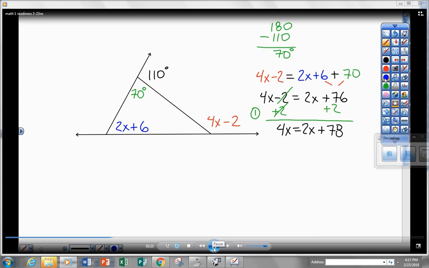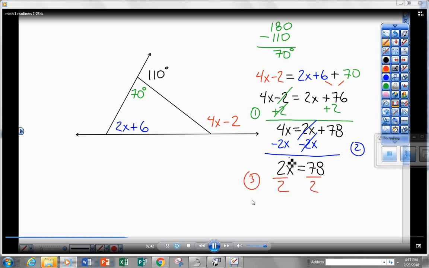Now the second crucial step, stay on the right side and get rid of the x term by doing the opposite, minus 2x on both sides. Those cancel away. 4x minus 2x is 2x. Bring down your equal, bring down your 78. And now back to the left, I'm going to divide both sides by 2. And that gives me, when those cancel away, x equals 39.